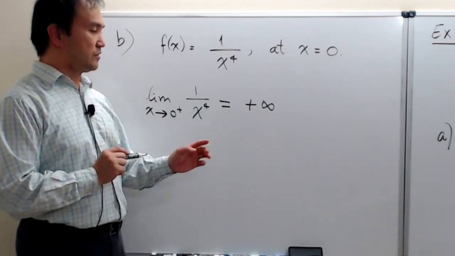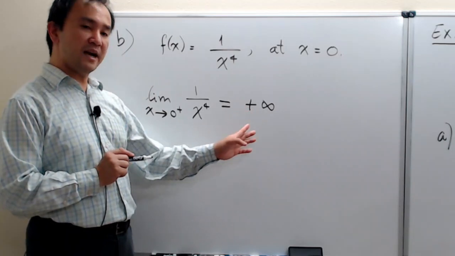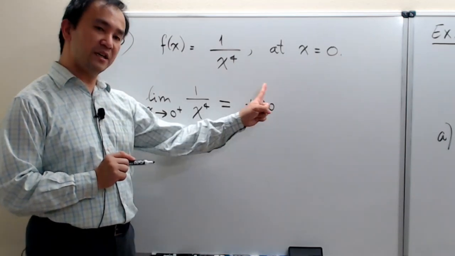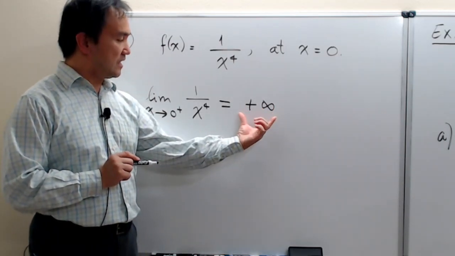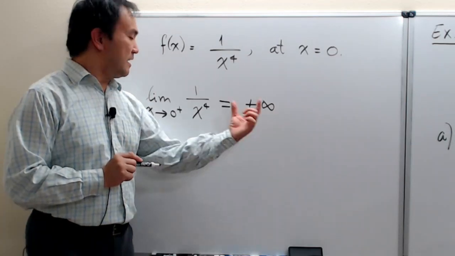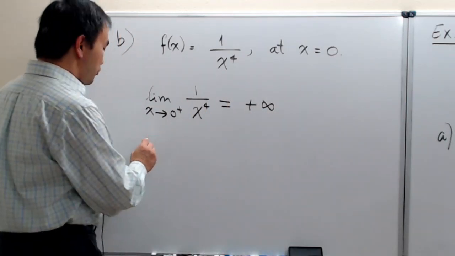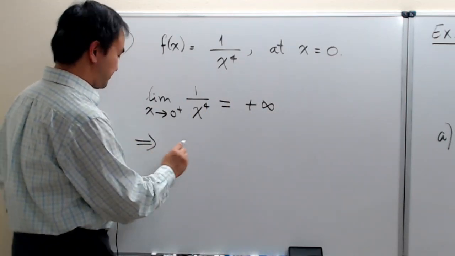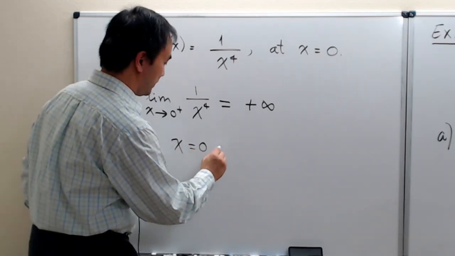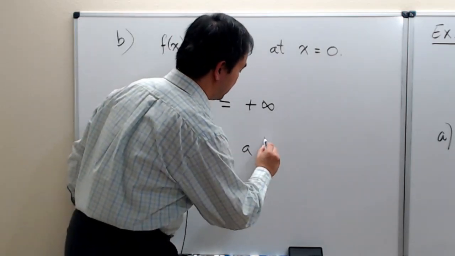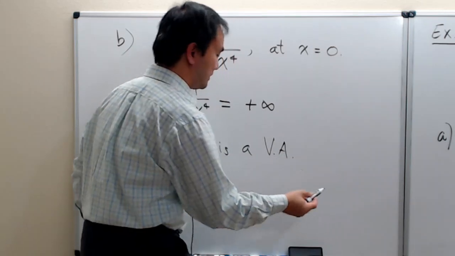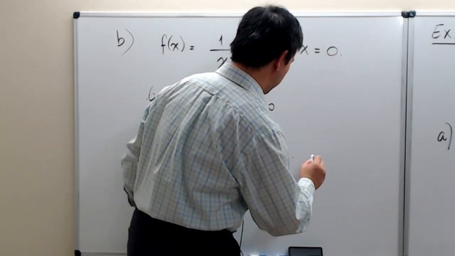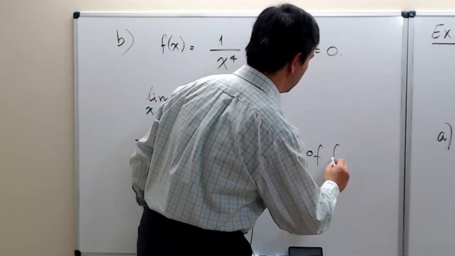Once you've made your own table and come back to resume this video, you should be convinced that this answer is a positive infinity. And that means, once again, our conclusion for this particular problem is that x equals 0 is a vertical asymptote of f of x.